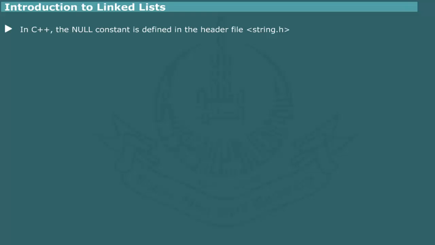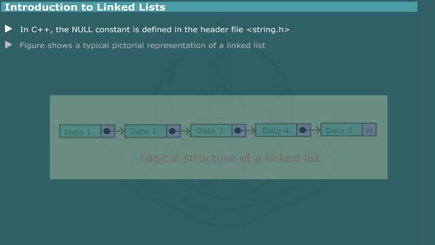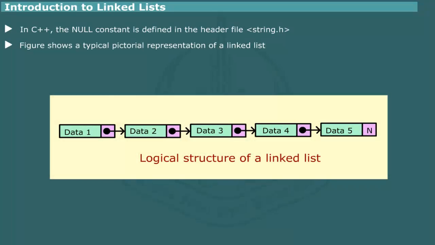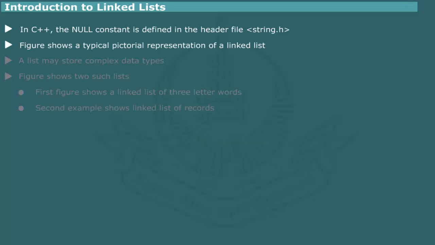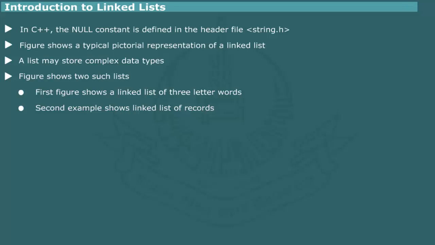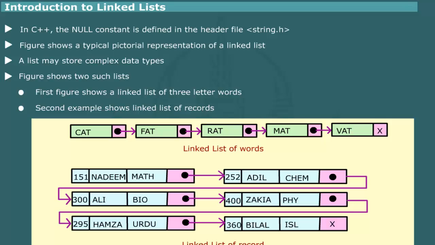In diagrammatical representation, the logical structure of a linked list is shown using a forward-pointing arrow to link together a pair of nodes. Figure shows a typical pictorial of linked list consisting of 5 elements. As mentioned before, a list may be used to store complex data type, such as words in a text block or record in a database. Figure shows 2 such lists.